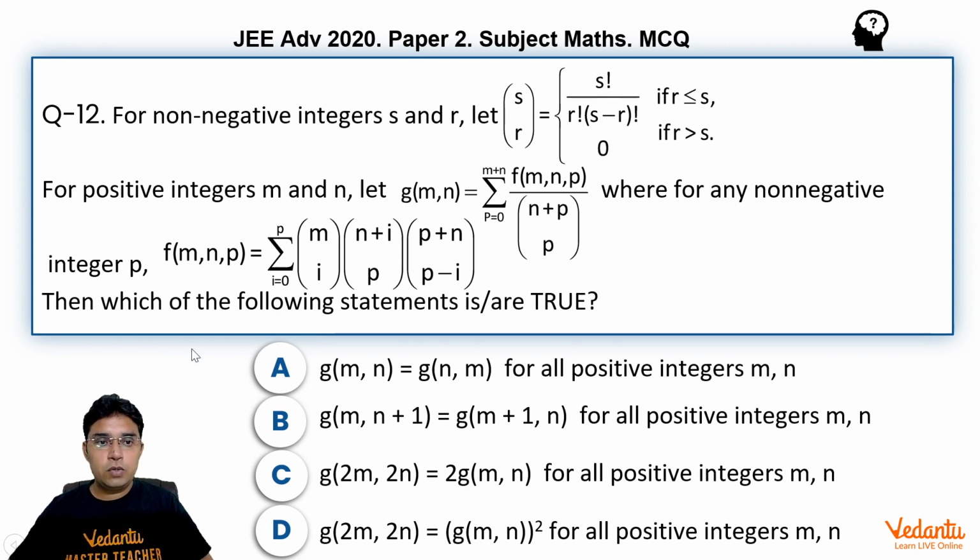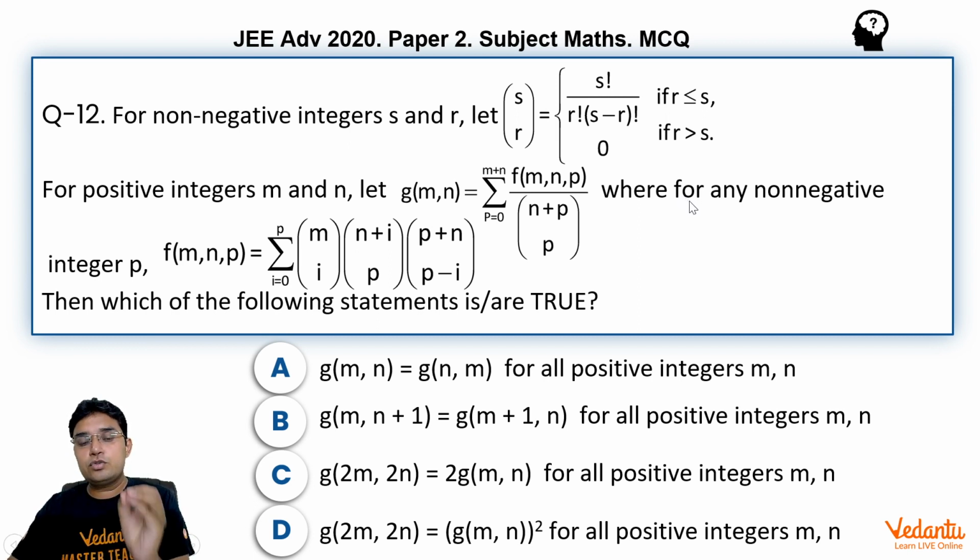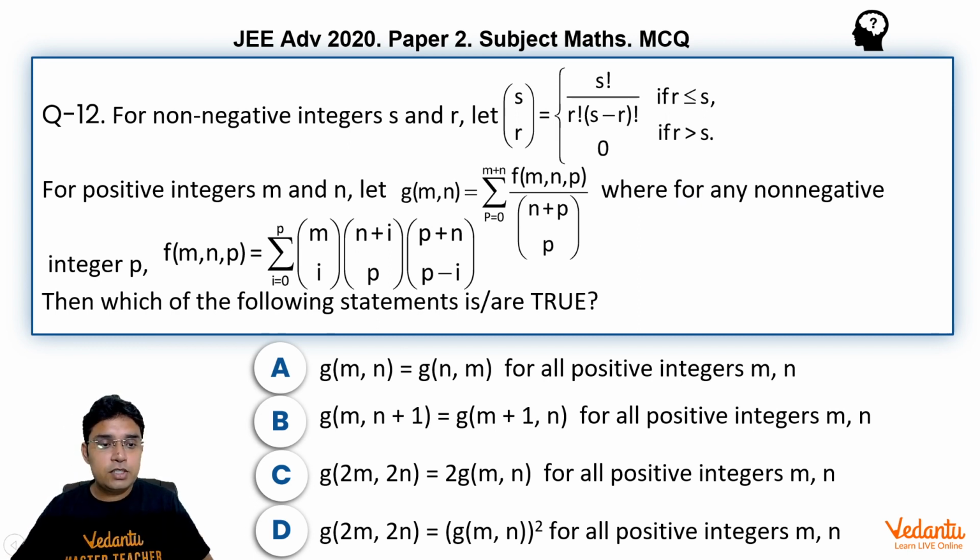This is question number 12 from paper 2 from the topic binomial theorem. The subtopic is properties of binomial coefficients. One very important category of questions for JEE Advanced. In this question we will need one very important, very beautiful manipulation to solve this question. Let us see what this question is.